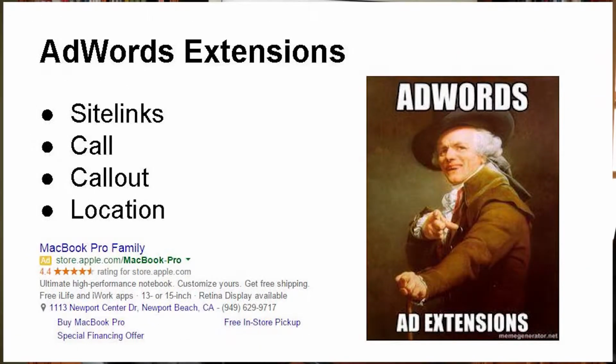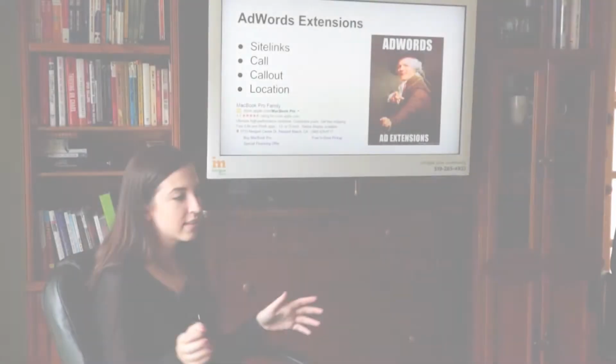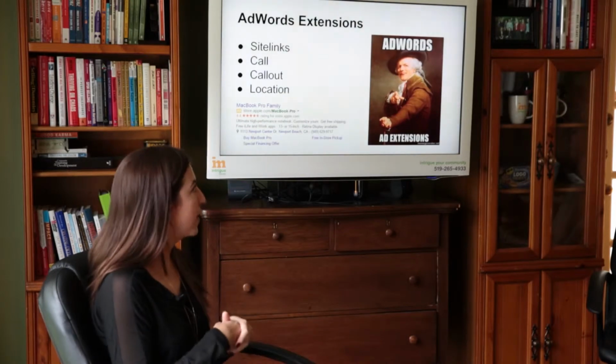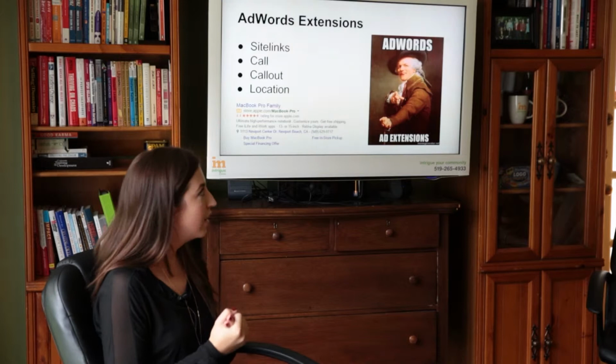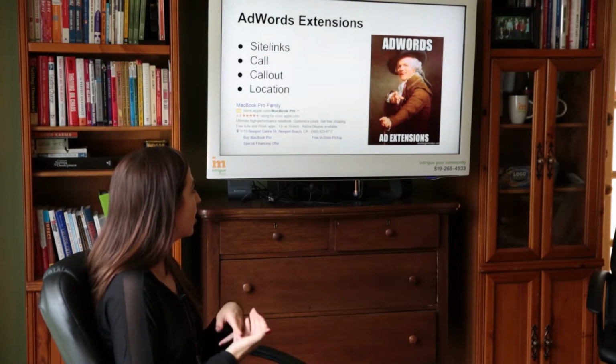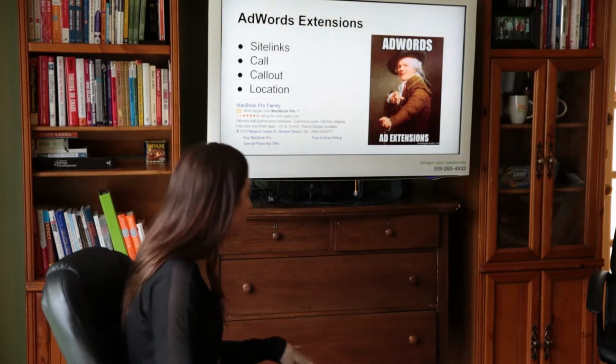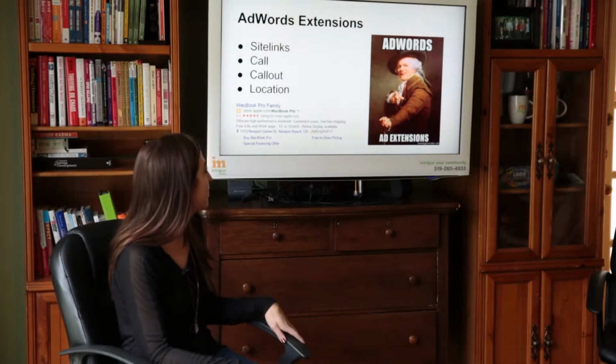So next, when you're creating the campaign, you have the chance to make ad extensions, and this is basically free extra ad space on the Google search results page. There's a bunch of different extensions, but these are the ones that I use most often: site links, call extensions, call out extensions, and location.